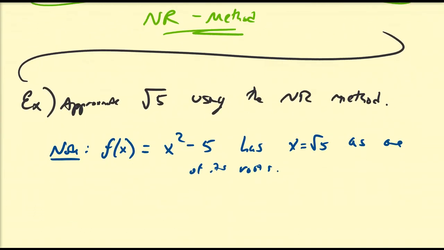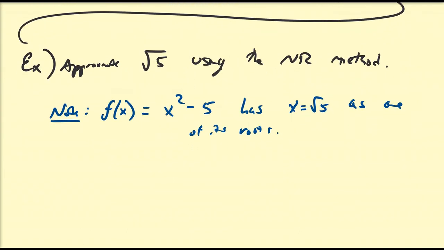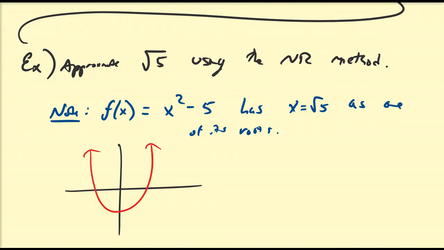Right? So why do I care? Why do I mention that? So notice that this function f of x has this shape. This here is the point that we want, right? That's x star, namely the square root of 5 that we're trying to approximate.